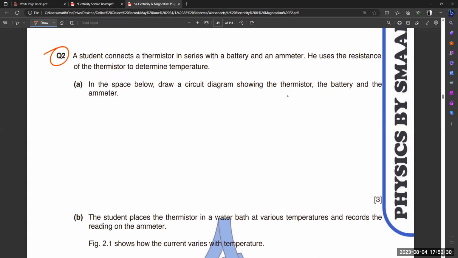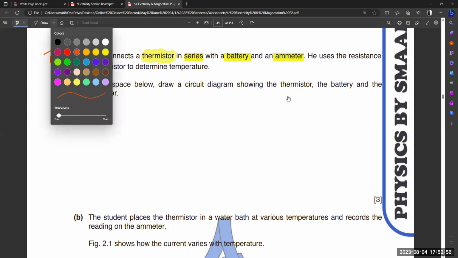A student connects a thermistor in series with a battery. So note down the important components. There is a thermistor, and most importantly, it is connected in series with a battery and an ammeter. He uses the resistance of the thermistor to determine temperature. In the space below, draw a circuit diagram showing the thermistor, the battery, and the ammeter. So we need to show all these components in the form of a circuit. So how are we going to draw the circuit?